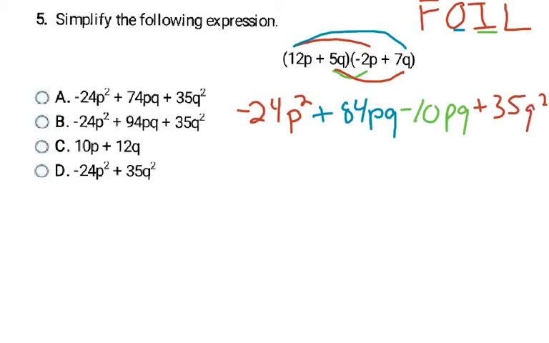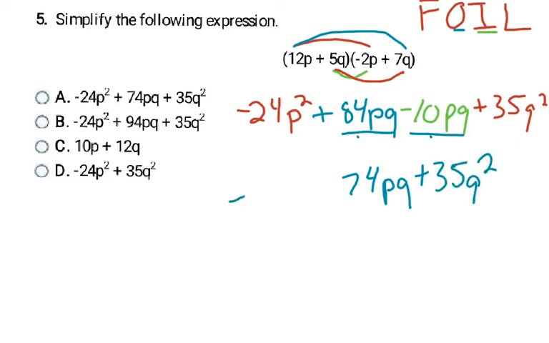And so now I'm going to look to see if there's any like terms I can combine. I have a p squared, a pq, and a q squared term. And so the only two there I can combine are my pq terms. 84 minus 10 is 74pq. And then I still have the plus 35q squared at the end, and then negative 24p squared at the beginning. And I can't combine any more like terms, so that's going to be my final answer, which is letter A.